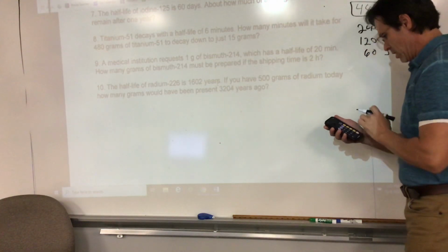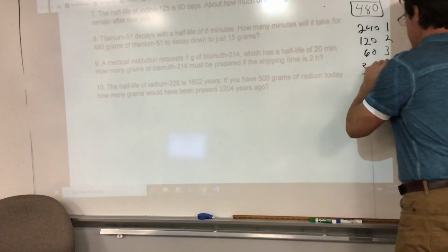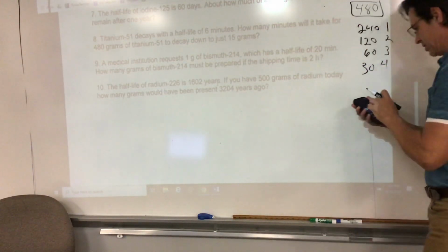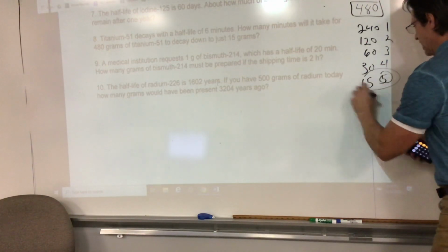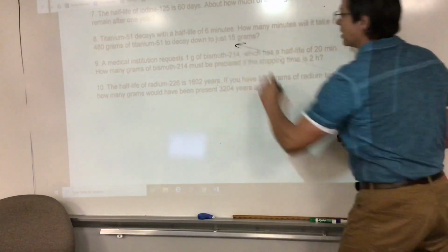Divided by 2, that's 4 half-lives. We're down to 30. And I'm wanting to go all the way to 15. Oh, look, what's next? Divided by 2, down to 15. That's 5 half-lives. That's the number I was looking for right there, 15 grams.